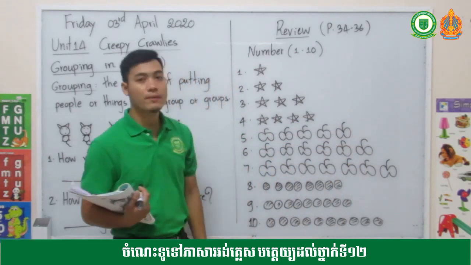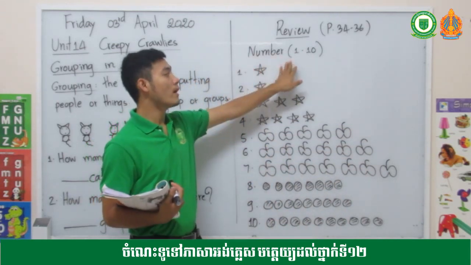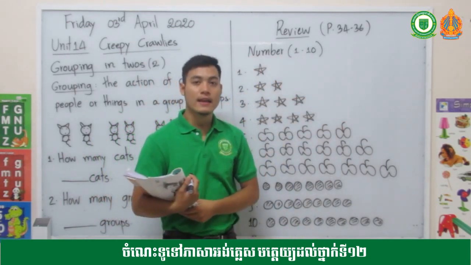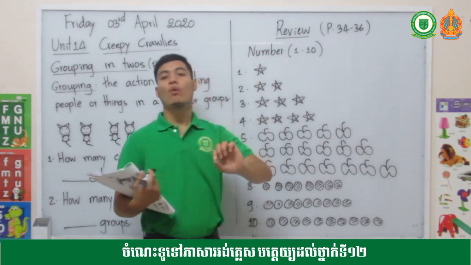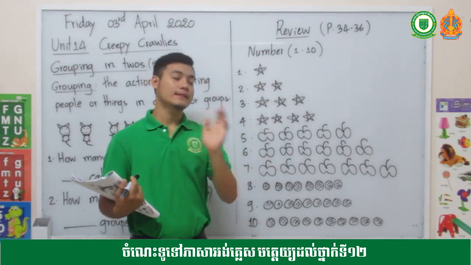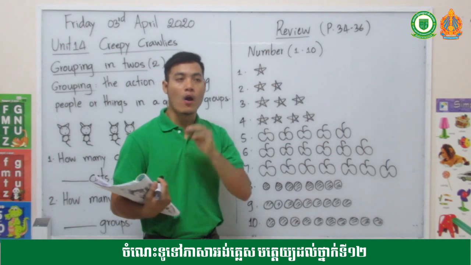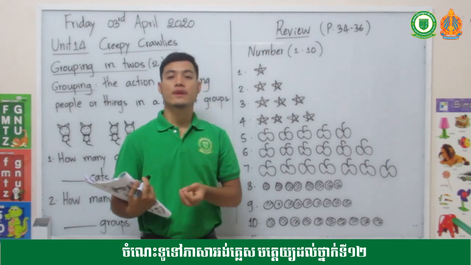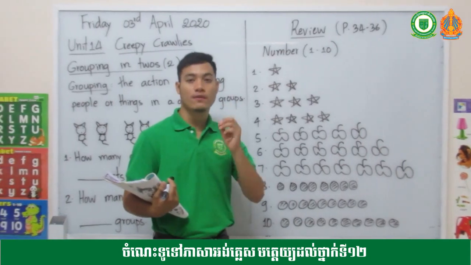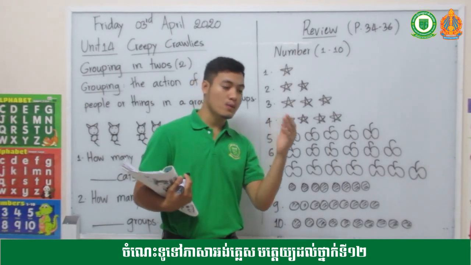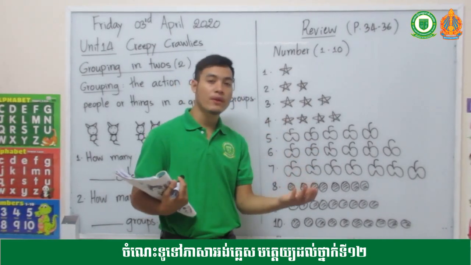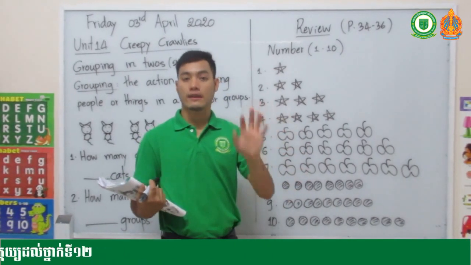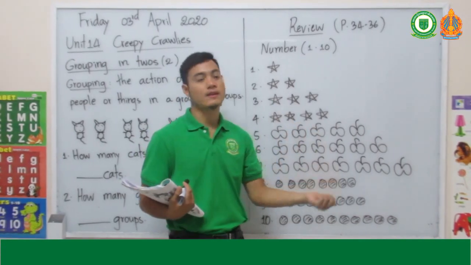So your review is on page 34 to page 36. We're going to review number 1 to number 10. You already learned numbers 1, 2, 3, 4 and until number 10. I also taught you how to count the objects or things to know that it is 1, or 2, or 3, or 10. So now let's review those together.